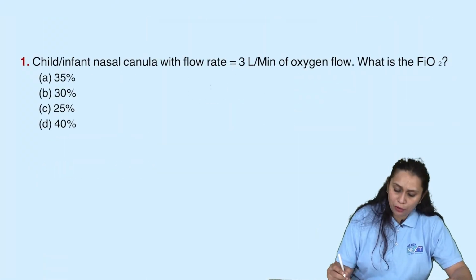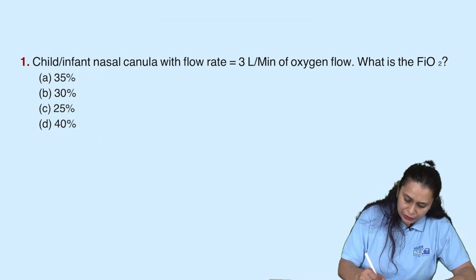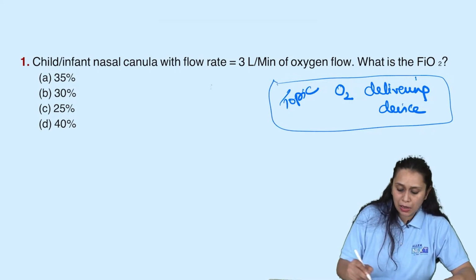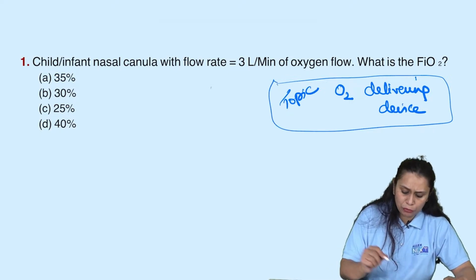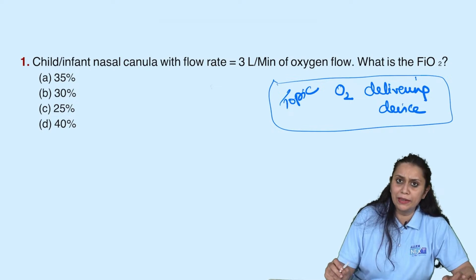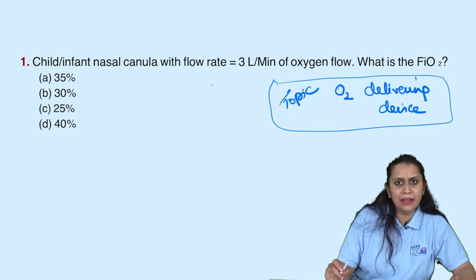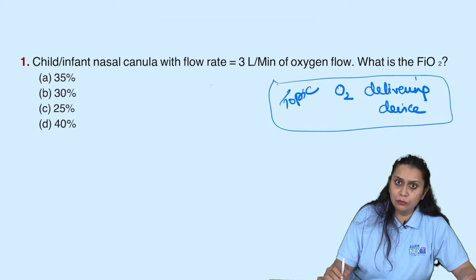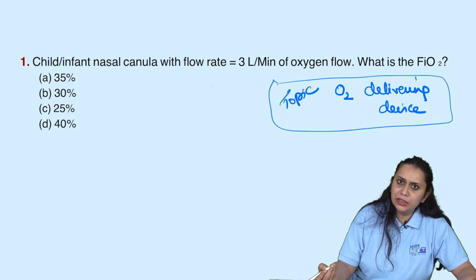The first question is from the topic oxygen delivering device. I discussed this topic very nicely in your lecture in the app, and I told you the 2 most important things which are asked about the devices. 1, what is the flow rate which we have to keep in the device, and second, what FiO2 will be delivered by that device. What is the range of FiO2 delivered by that device? That is what this question has asked about.